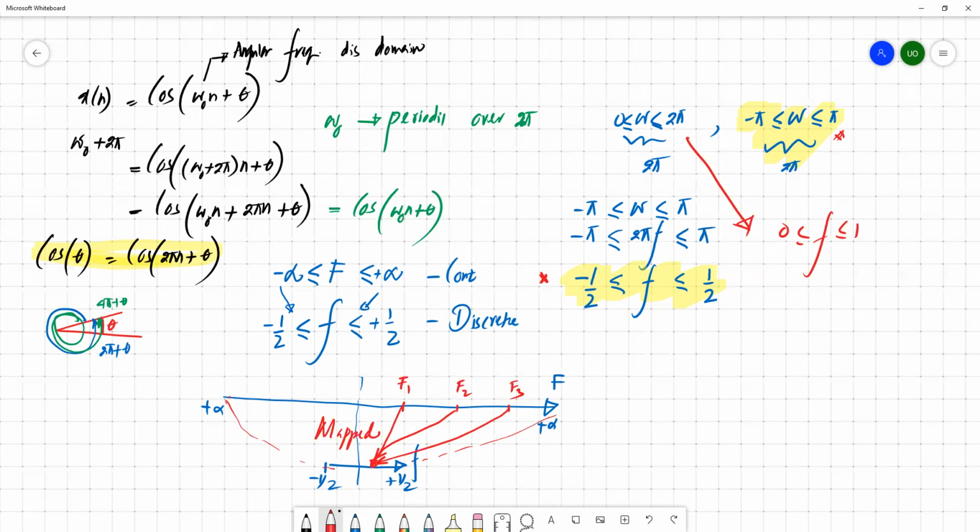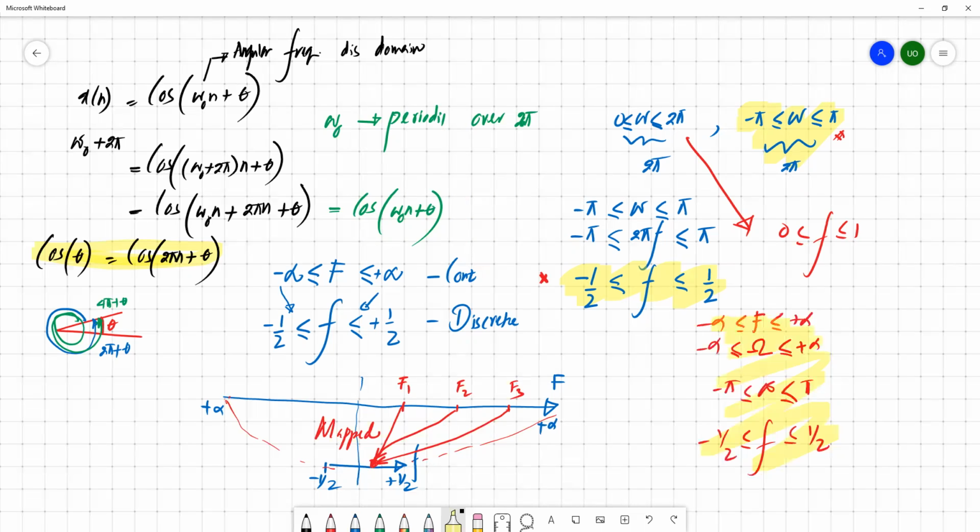As a conclusion, now we found that F is between plus infinity and minus infinity. Similarly, capital omega is also in the same range. Simple omega is between plus π and minus π, and f is between plus half and minus half. So this is the important information. We can pick it from here.